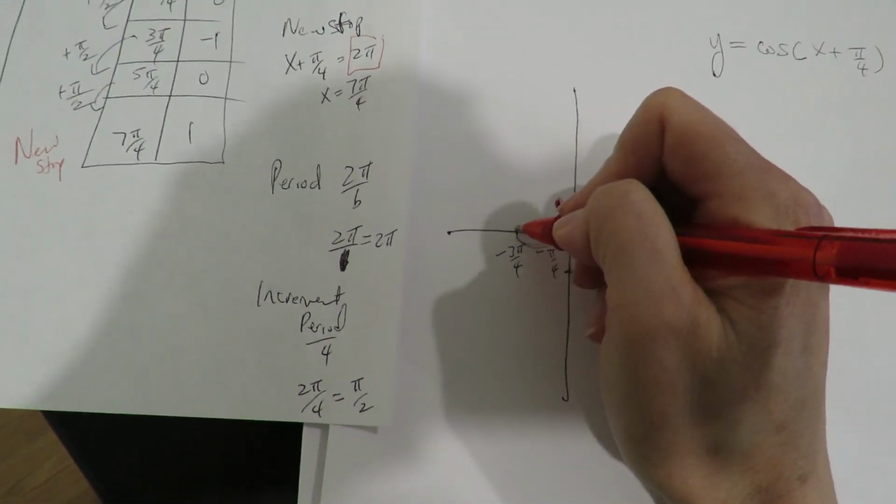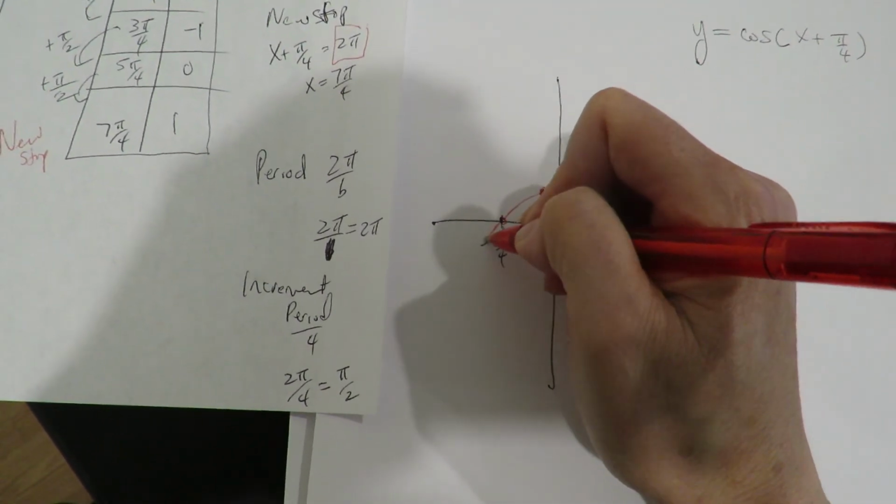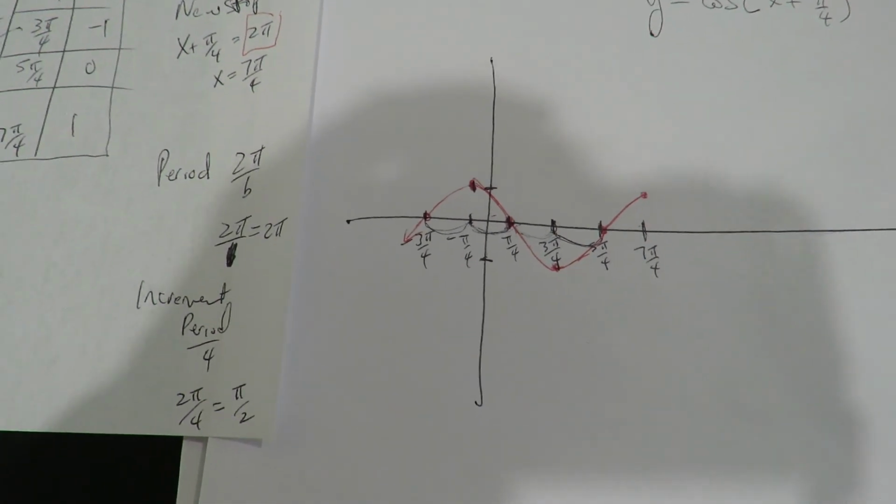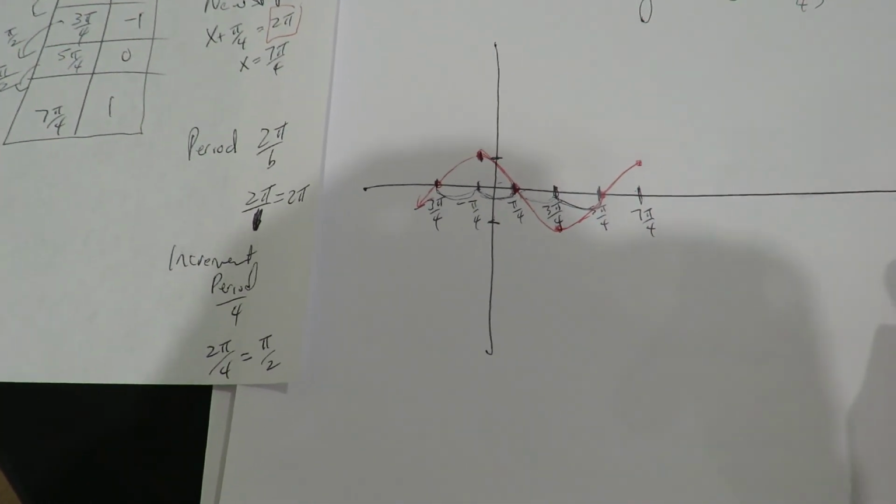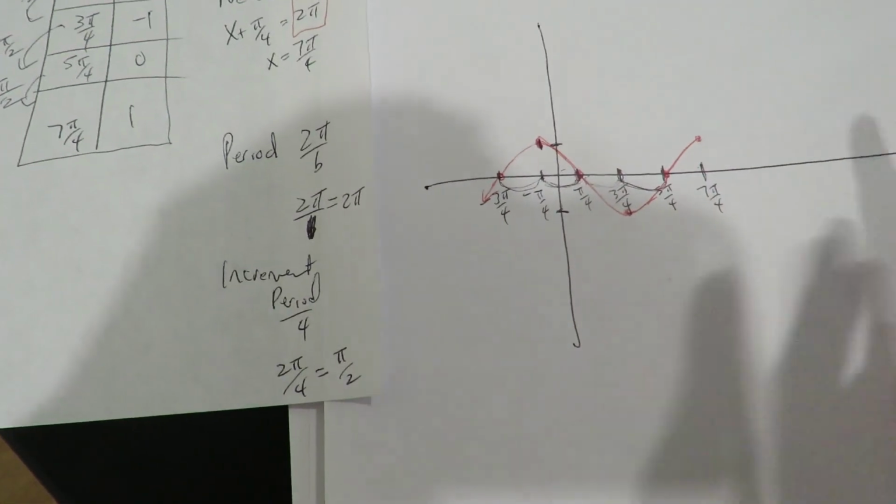And then as usual, you make sure that you pull it out more. I won't do that so much this time. You guys know to repeat the points and stretch it out. So this is a graph that's pushed back pi over 4 units.